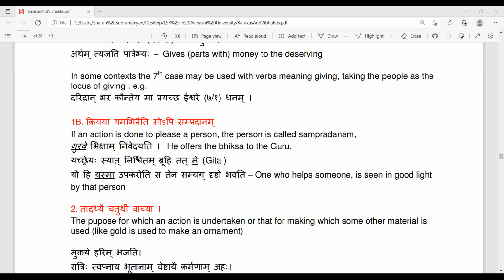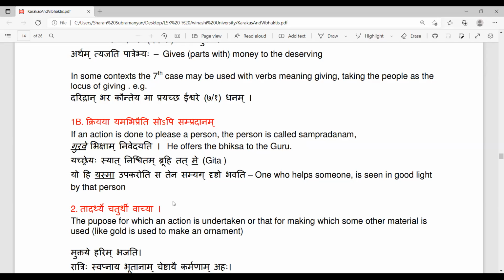Then the next one. So kriyaya yam abhiprayati, karmana yam abhiprayati. There is not much difference, but the slight difference is that sampradana kriya is extended from the karma of the dana kriya to the very kriya itself. The action which is done for the sake of another, the recipient of this action, the recipient of the kriya, gets the sampradana sanya.